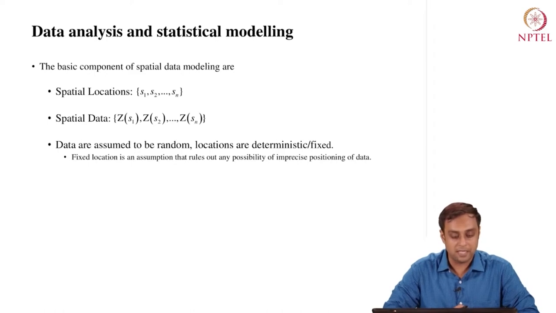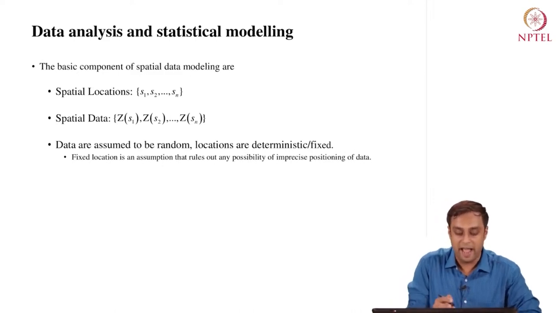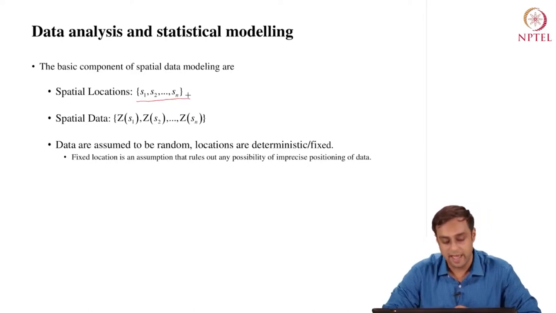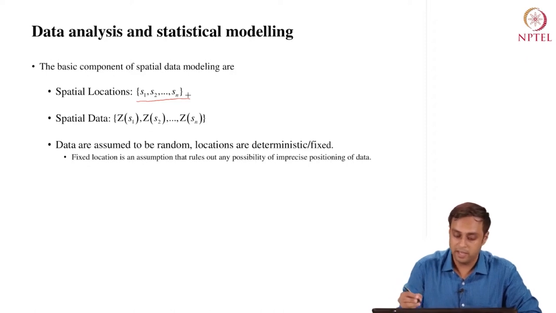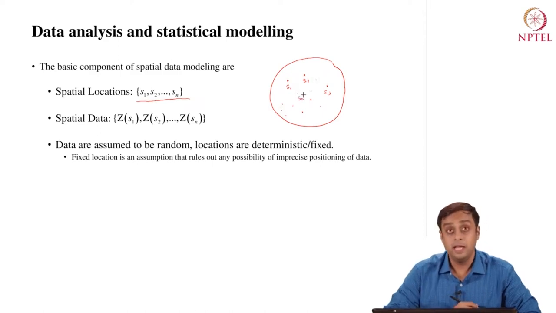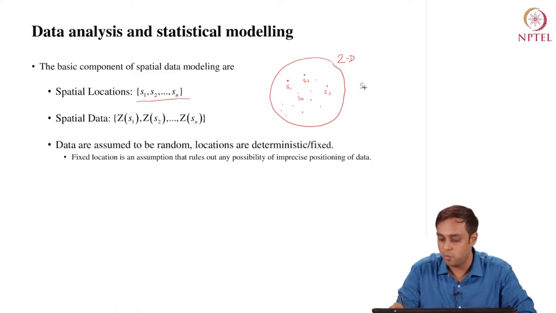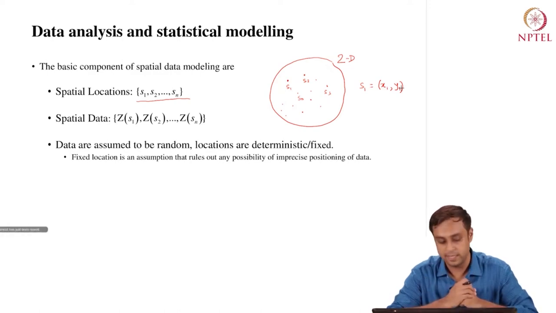So the first most primary basic component of spatial data modeling are spatial locations. If you have any kind of spatial data, you need to formally articulate what the locations are, right? So here what I have is a set of discrete locations S1 to Sn. So data in a given space or domain are located at locations S1, S2, S3, S4, S5, S6, and so on till Sn, right? Each location will have a coordinate system. For example, if this is a two-dimensional domain, then S1 will have an x1 coordinate and y1 coordinate, also known as latitudes and longitudes in remote sensing science, right?